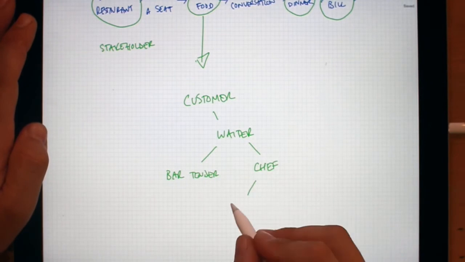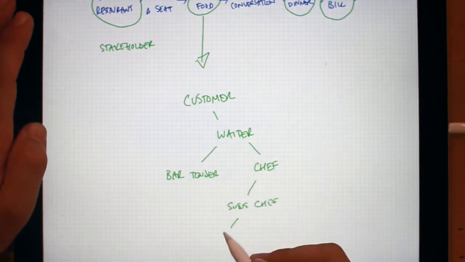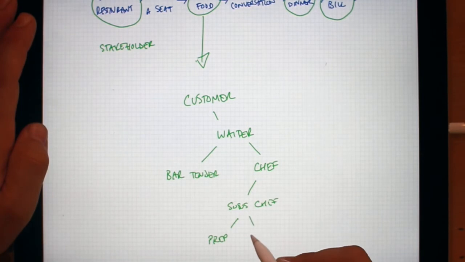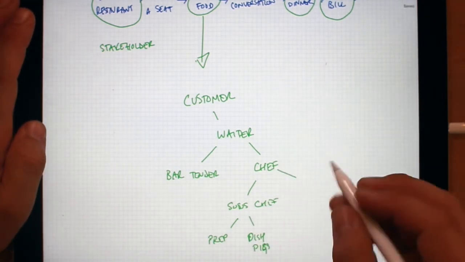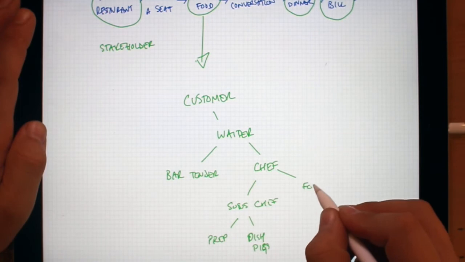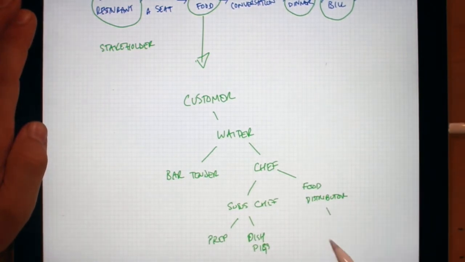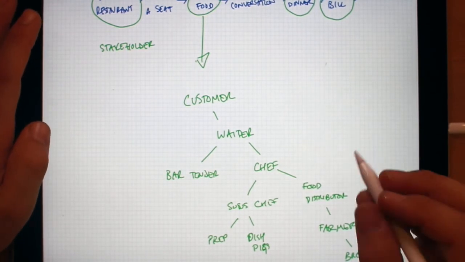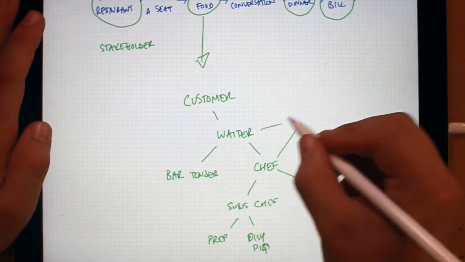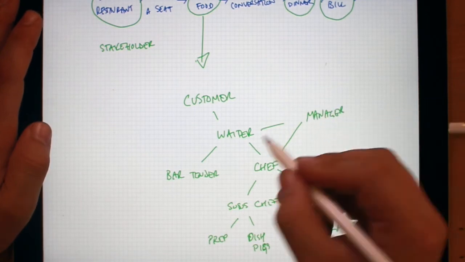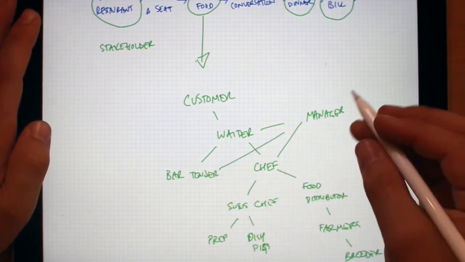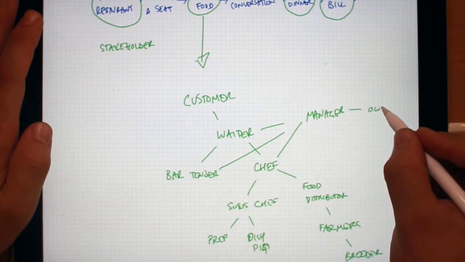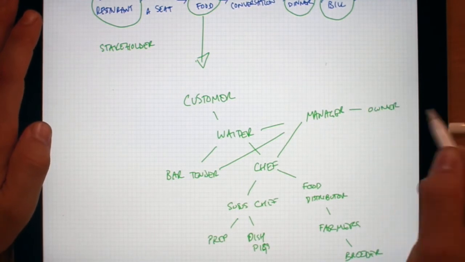The chef probably has a sous chef and a number of other people that might help the kitchen. The chef also probably interacts with the people that bring the food, so maybe the food distributor. The food distributor probably liaises with people like farmers who might be preparing the meat. They might be also interacting with the breeders of the plants and animals. The chef and the waiter probably interact with the restaurant manager, as does the bartender. The manager probably interacts with the owner of the restaurant. Sometimes they're the same person.